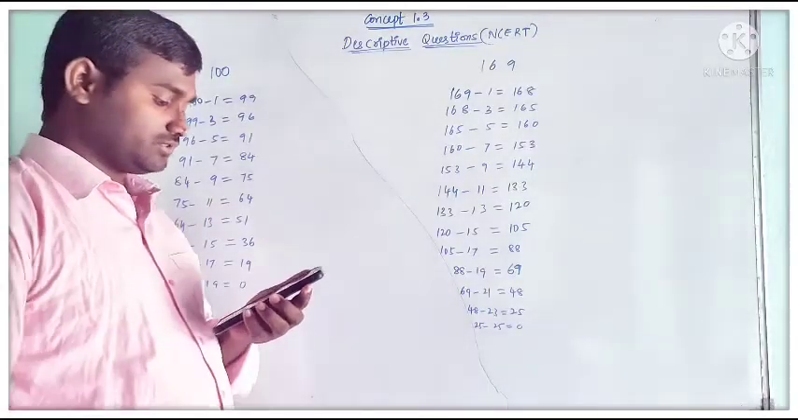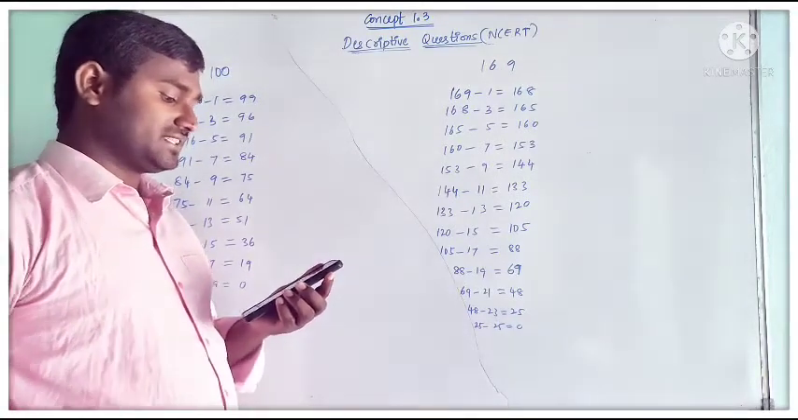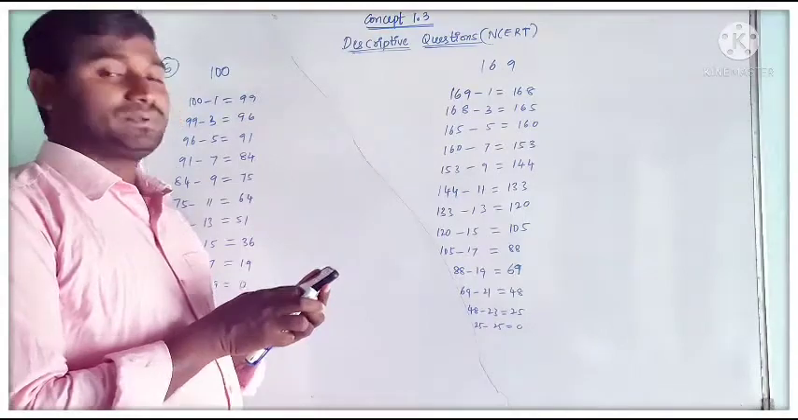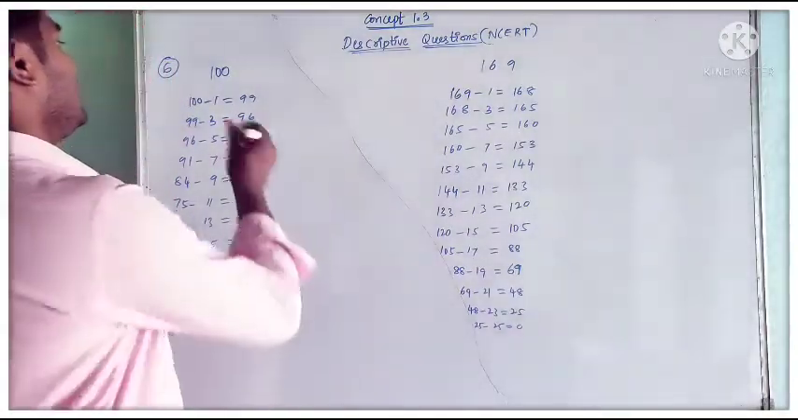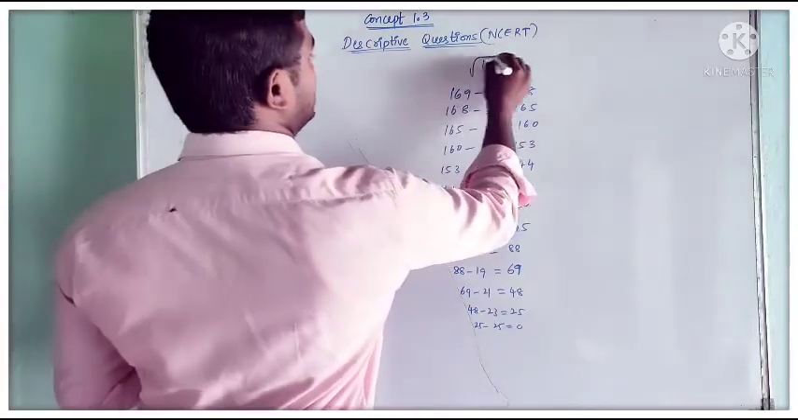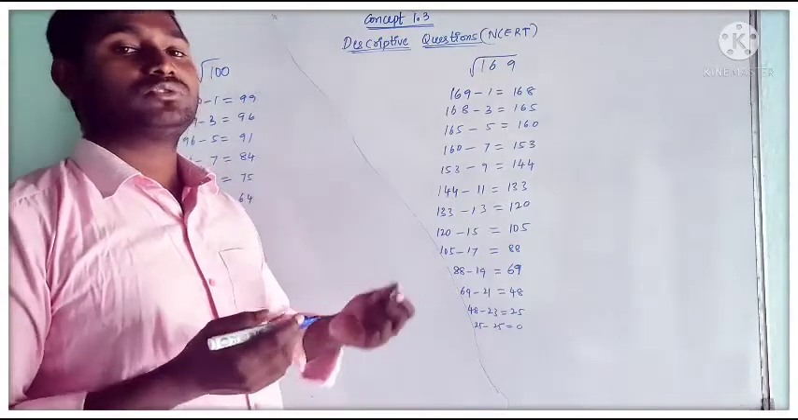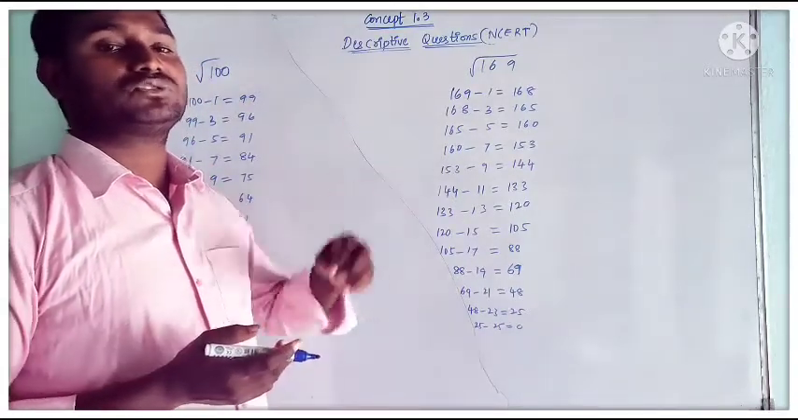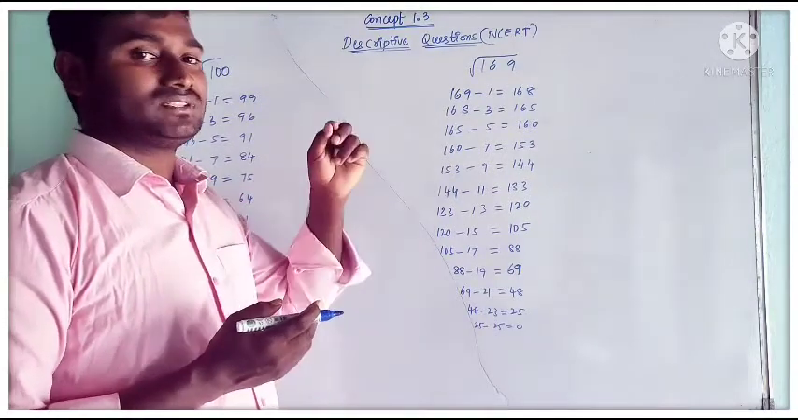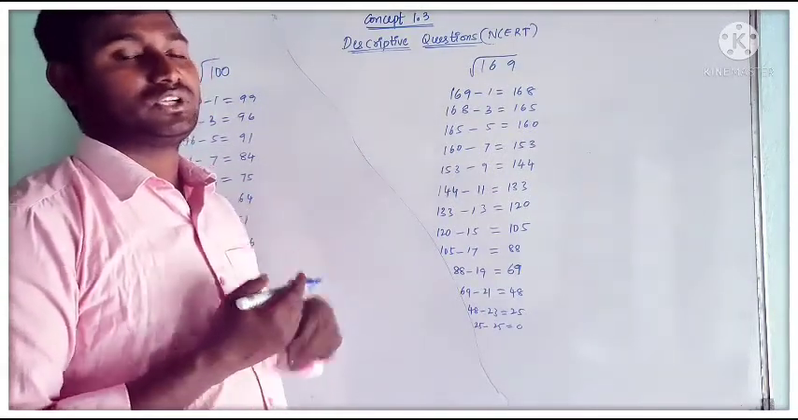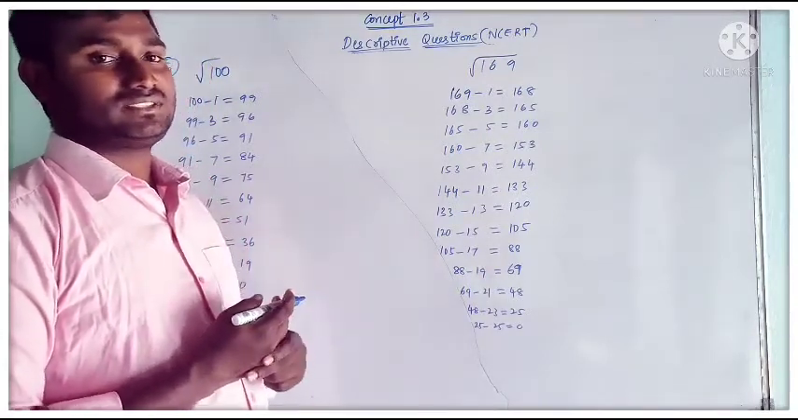Sixth question: find the square roots of 100 and 169 by the method of repeated subtraction. So, we need to find the square root of 100 and the square root of 169 using repeated subtraction. How do we do it? We subtract the odd numbers, one by one, in every step. Let us see here.